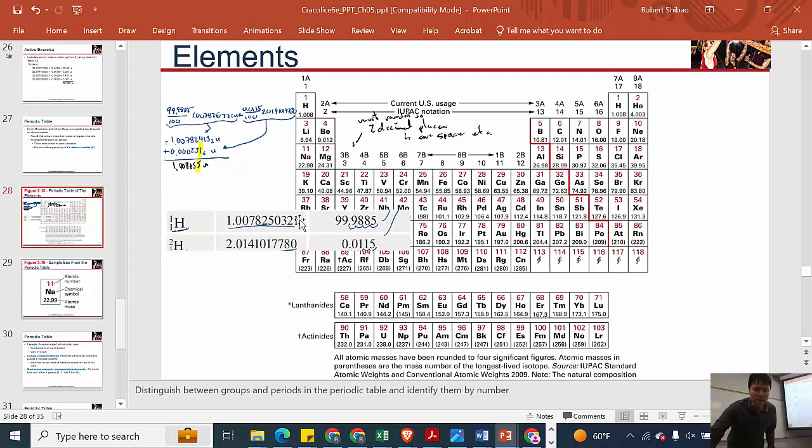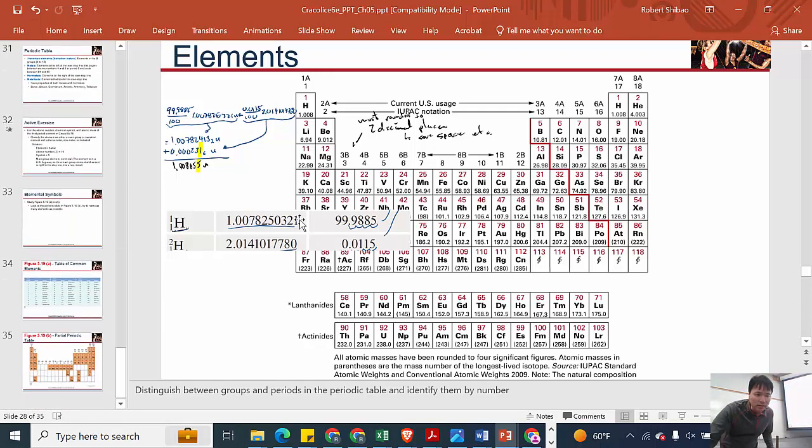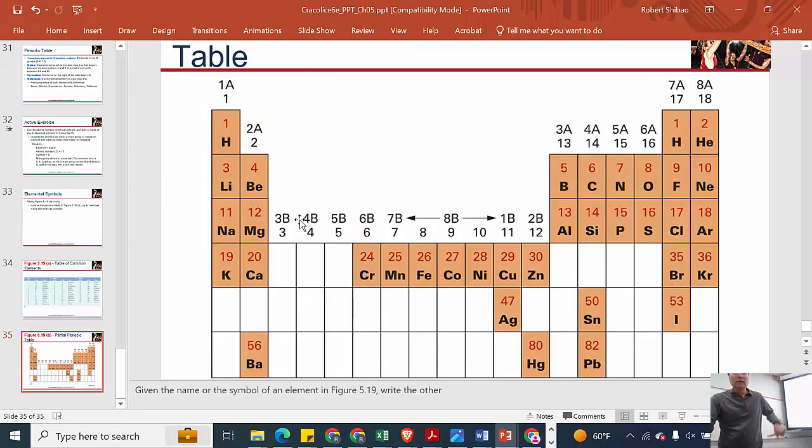And then that's pretty much it for chapter 5. So take a look at chapter 5 and the homework there. And if you have any questions, we'll go through those. But otherwise, we're going to start chapter 6 tomorrow, which is nomenclature. Okay, I'll end here.